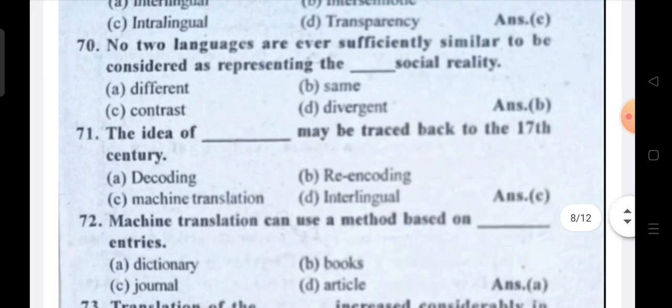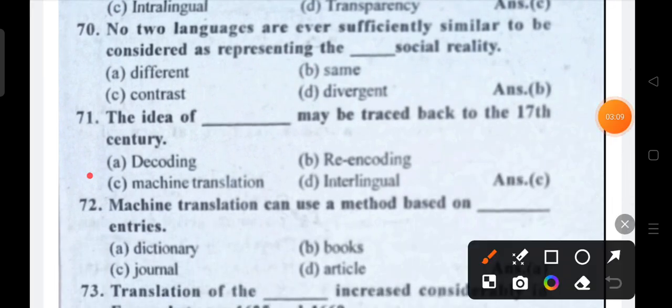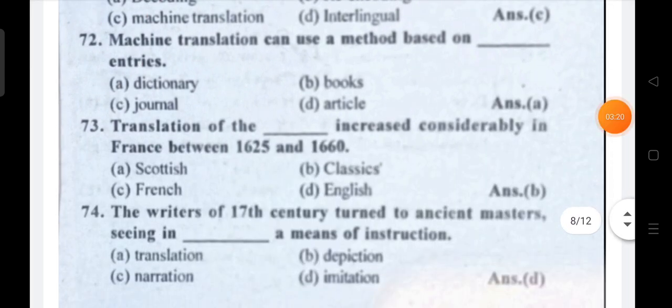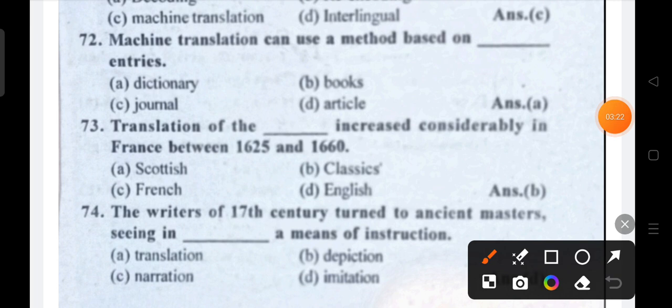The answer is C, machine translation. Machine translation can be used as a method based on dictionary. Translation of the classics increased considerably in French between 1625 and 1660. ये क्वेश्चन इम्पोर्टेंट है. The writers of the 17th century turned to ancient masters, seeing in imitation a means of instruction.